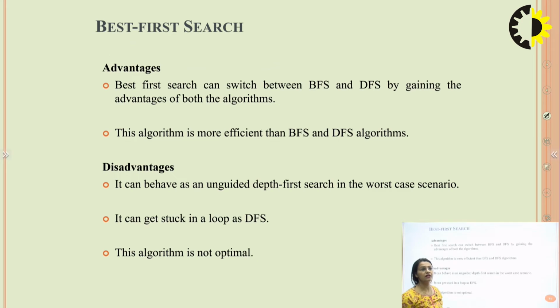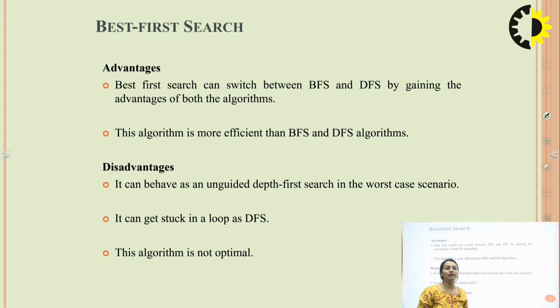Then next are the advantages and disadvantages of this algorithm. Because this algorithm uses the properties of BFS and DFS, it switches between BFS and DFS, so it gains the advantages of both algorithms. This algorithm is more efficient than BFS and DFS, because combinedly it is using the features of both algorithms, so it is more efficient than that.